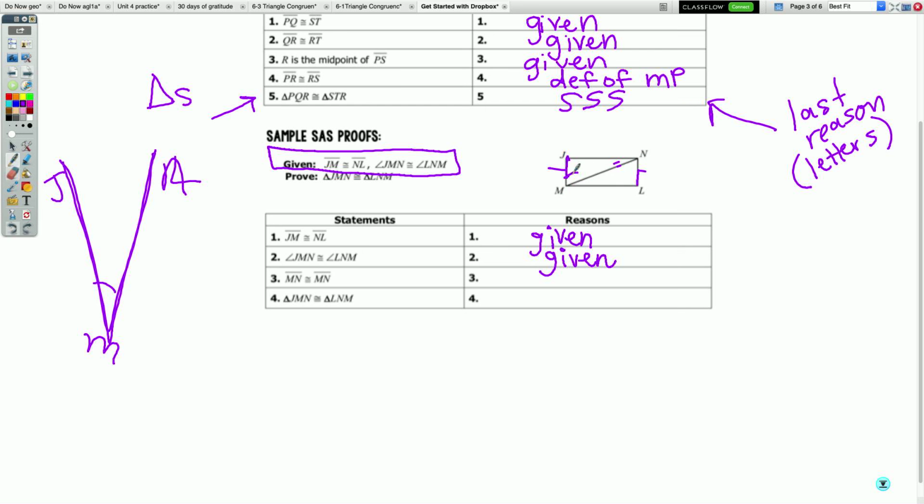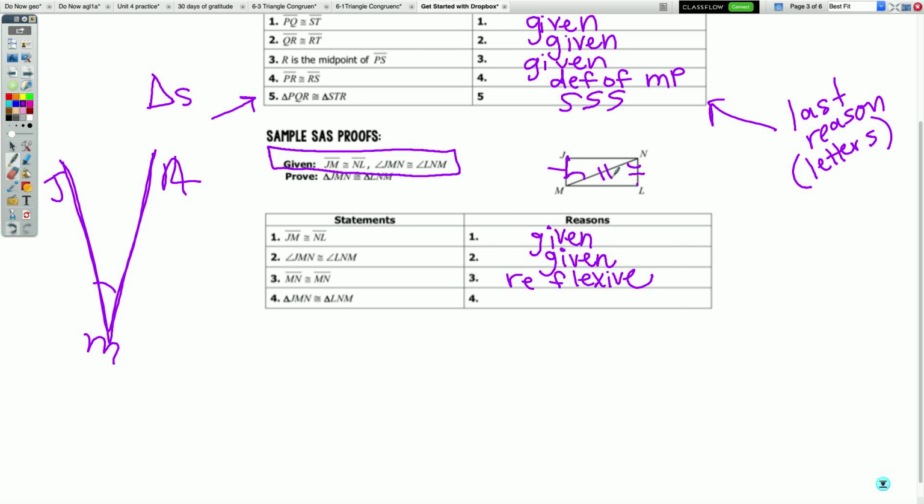Alright, my third step says MN is congruent to MN. Anyone know what that property is called? Something is equal to itself. Reflexive. Good. So let's go ahead and mark that. MN is congruent to MN. How many dashes do I need? 2. Good. And now I have enough information.